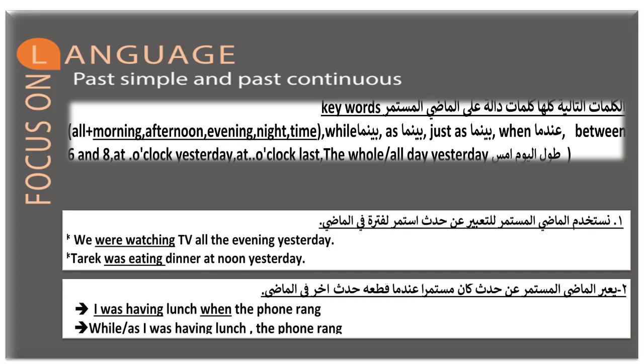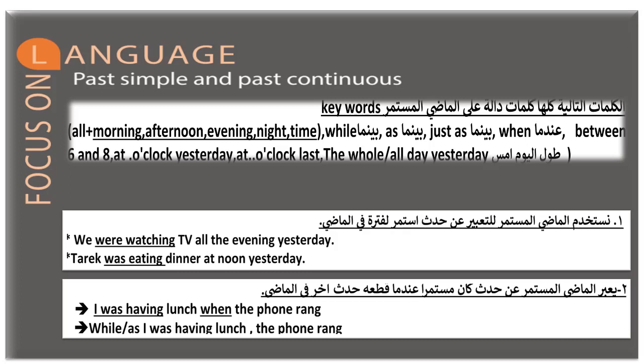هنا ما قلناش yesterday بس، لا قلنا all the evening yesterday، لأن احنا لو قلنا yesterday بدون محدد فترة معينة يبقى هنا كنا هنقول we watched TV yesterday. Okay. Tariq was eating dinner at noon yesterday. برضه هنا محددين وقت الحدث yesterday.